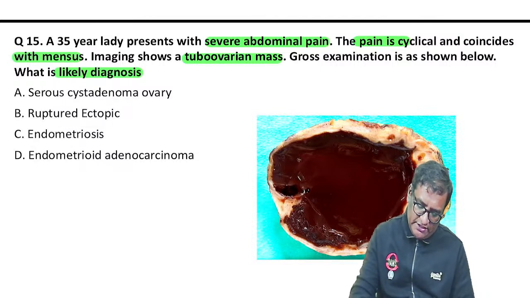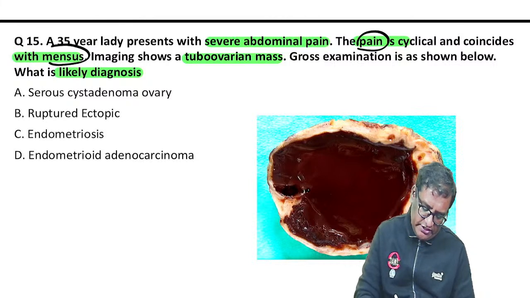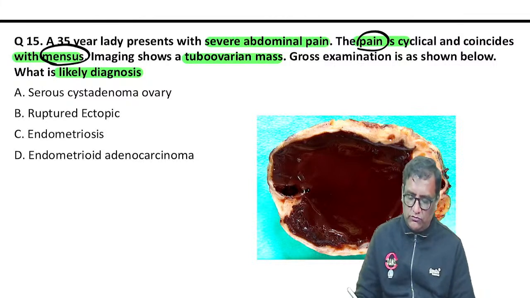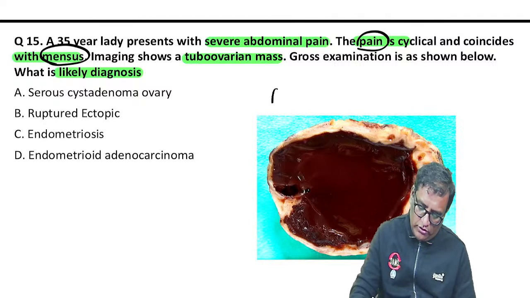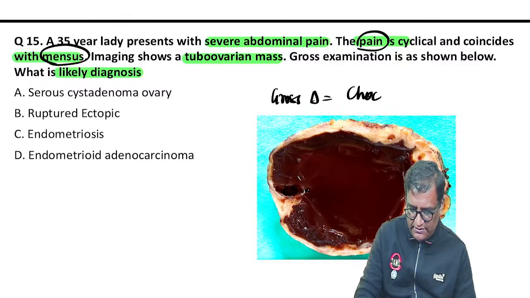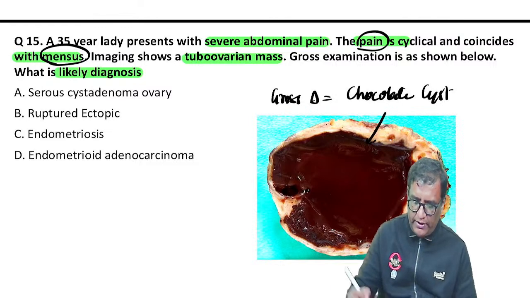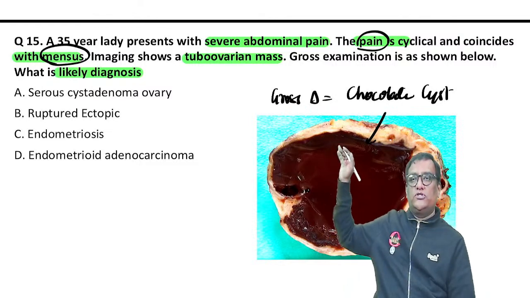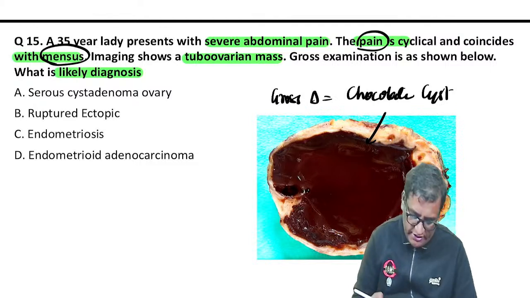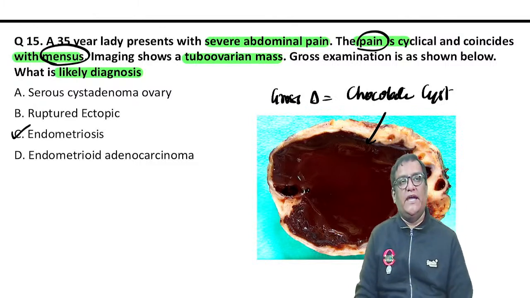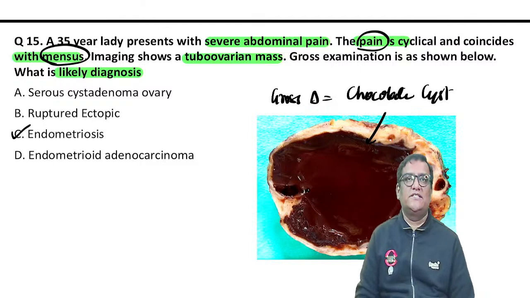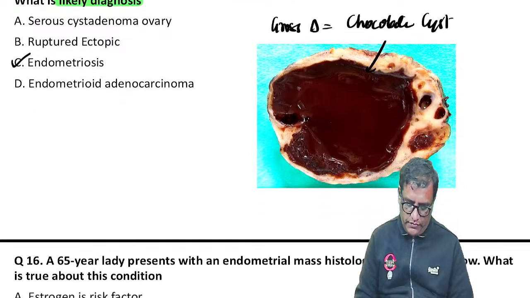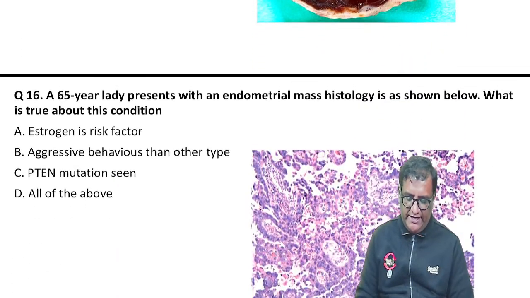Very important is the pain is cyclical and coincides with menses. And plus, what am I seeing? What is my gross diagnosis here? My gross diagnosis, this is a chocolate cyst of ovary. I am seeing brown color. What is this? This is all hemosiderin, old hemorrhage. Very good. Chocolate cyst, that is nothing but option C, endometriosis. Very good. This is endometriosis.